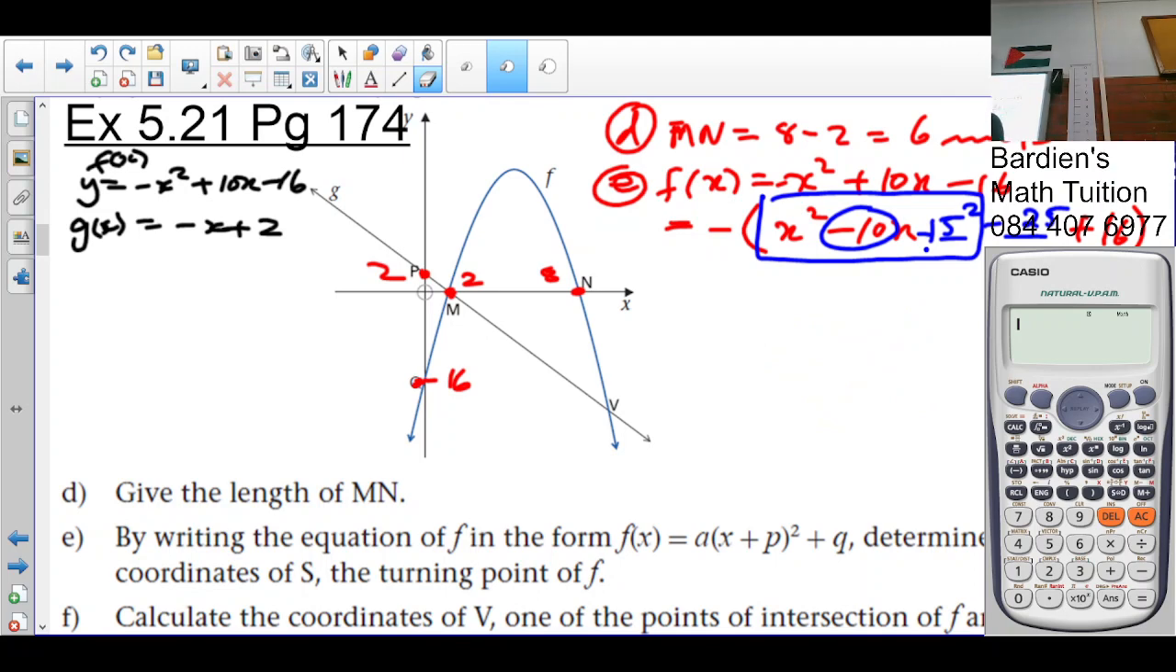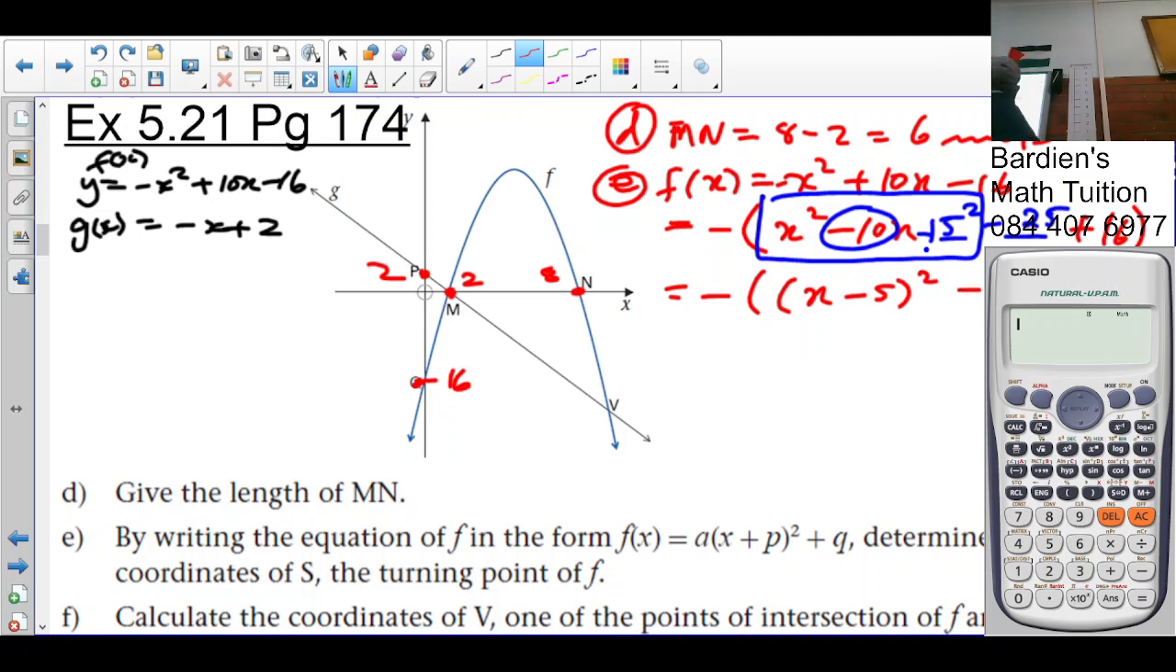Okay? Which now gives us negative open brackets x minus 5 squared minus 9. Let's check there. Yeah, should be minus 9. Multiply the negative in, it is negative into x minus 5 squared plus 9. Okay? So that is f of x in the turning point form or in completion of the square. Okay?